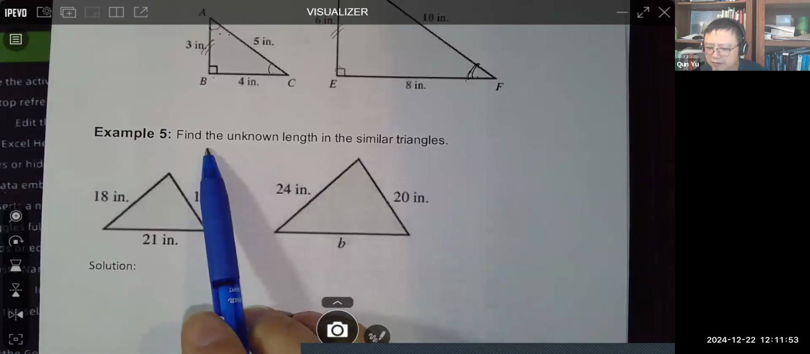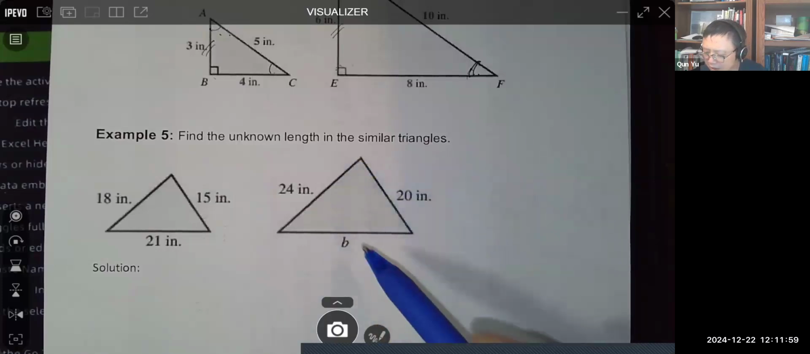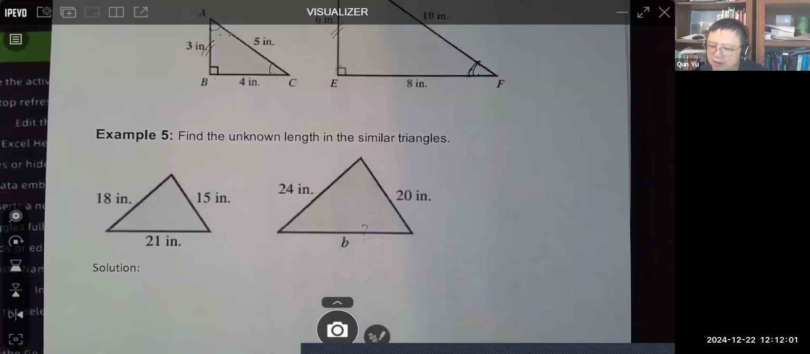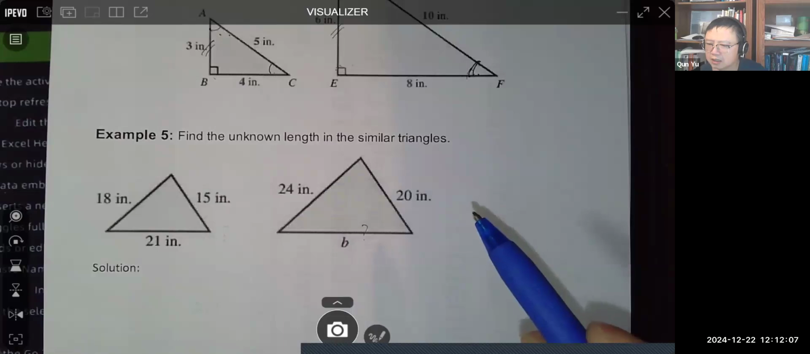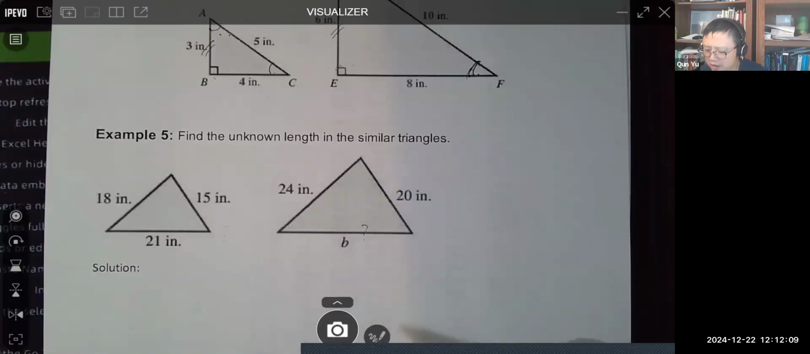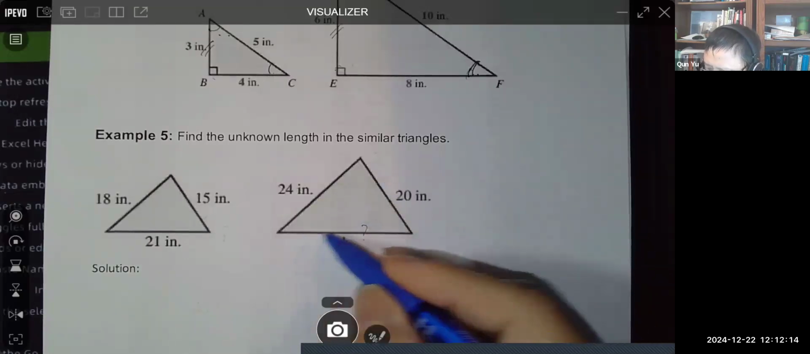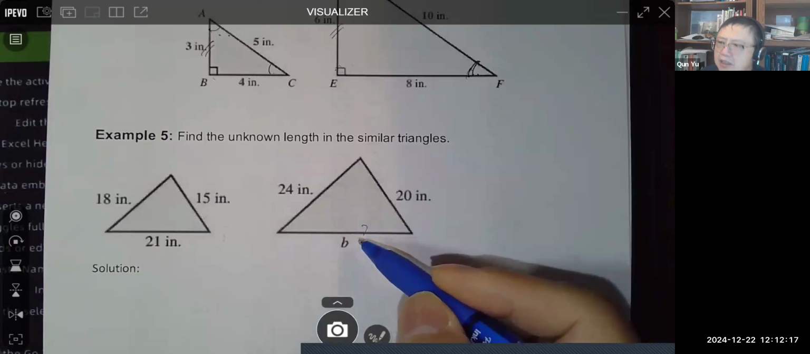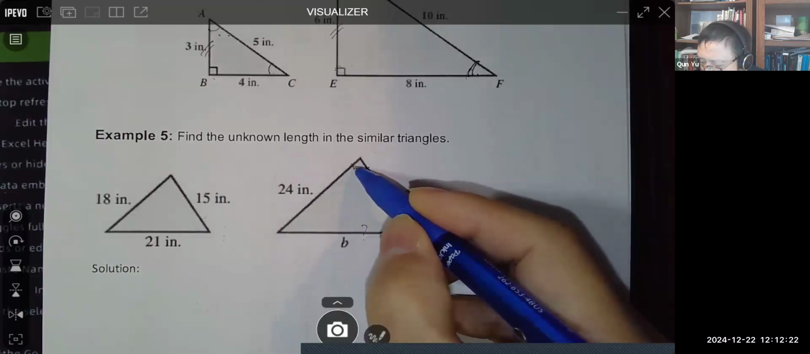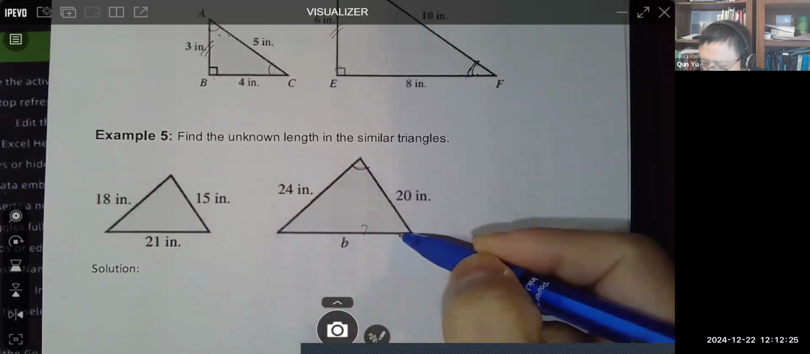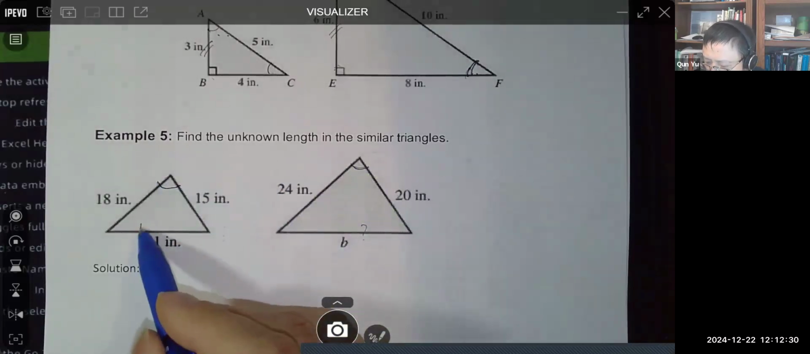This one says find the unknown length in the similar triangles. So this is our unknown. We solve for this. First, we are told they are similar, so we don't worry about whether they are similar or not. If they are similar, we can set a proportion. Now let's set a proportion. Corresponding angles. First of all, this has to be in our setup because we're solving for B, and this side faces this angle. Or you can see this angle facing this side, either way. So this is the corresponding angle. These two angles are equal. So these two are a pair.